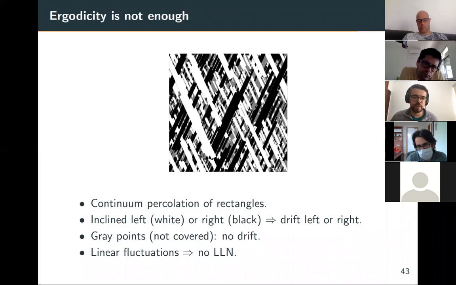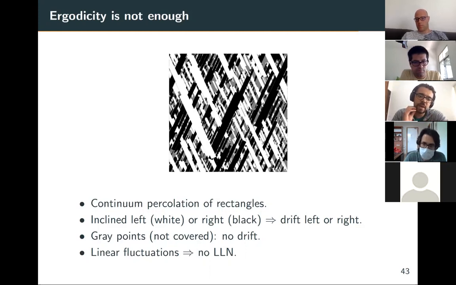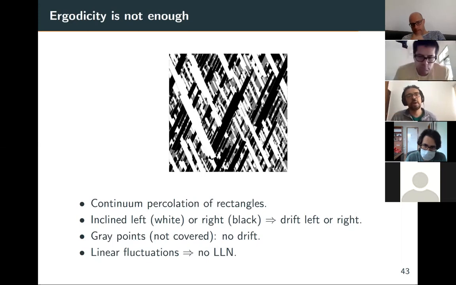So here we have an example. I will not enter into details, but we have an example of an environment that cannot exhibit the law of large numbers. It's just a continuum percolation of rectangles, and they are tilted by some amount to the left and to the right. And you have a drift on the rectangles depending on how they are oriented. At a certain scale, the picture is going to be dominated by one single rectangle. Then your fluctuations are going to be linear, and this breaks the law of large numbers. So you can construct examples like this.